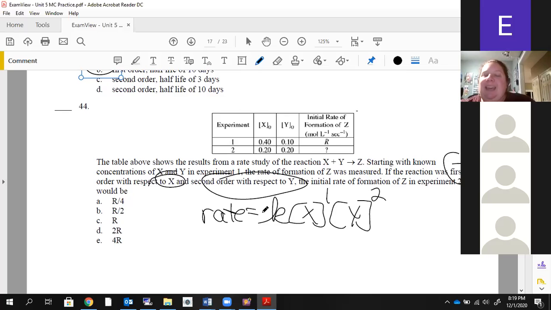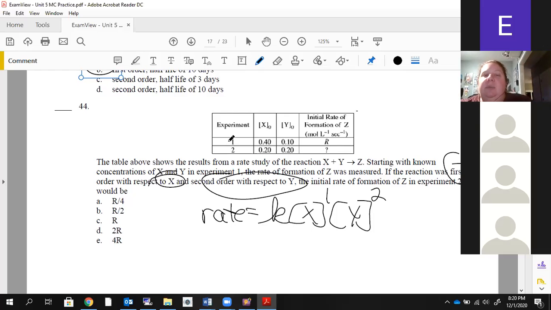If my K is going to be constant no matter what, to be totally honest, I don't even really need this math. When I plugged in 0.4 and 0.1, I got a rate of R. So if I plug in 0.2 and 0.2, now I could go through and solve for K, but that's sort of nasty to do when you don't have a calculator. You could do it, it's not that big of a deal.